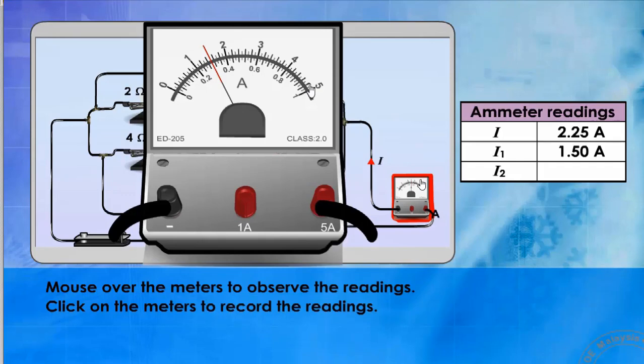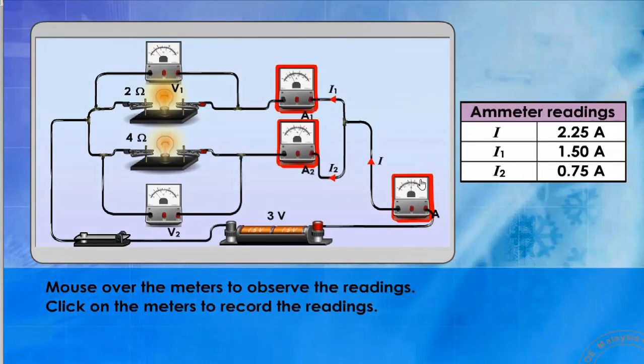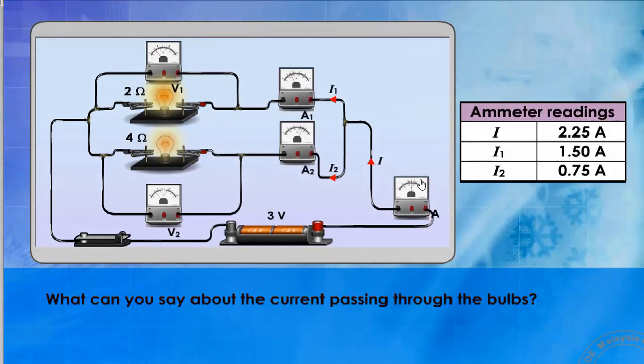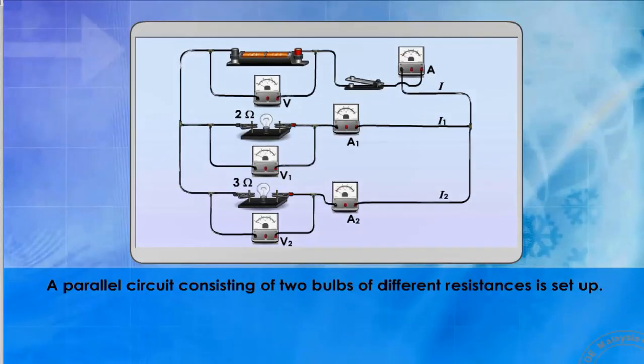Now we have the first ammeter, 1.50 ampere. The second one is 0.75 ampere. Now what can you say about the current passing through the bulbs? In a parallel circuit, the current is the sum of the currents that pass through the bulbs. So I equals I1 plus I2. Right? 1.5 plus 0.75 equals 2.25.